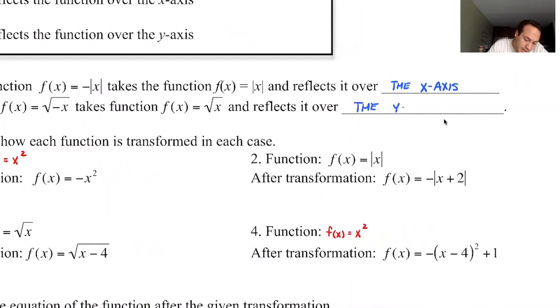Now, when we practice today, I want you to get used to the fact that transformations can be any type. You can have anything, you can have all of them, you can have none of them. Just because we're doing reflections right now, maybe you have a reflection, maybe you don't. Maybe you have a shift left or right. Maybe you have a shift up or down. Maybe you have all three of them, who knows?